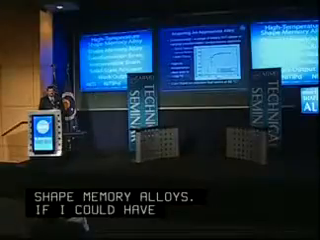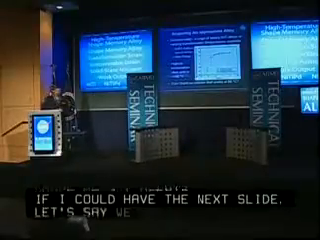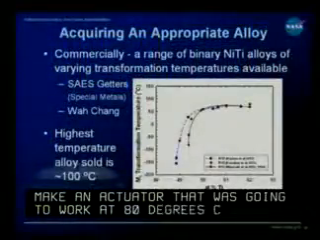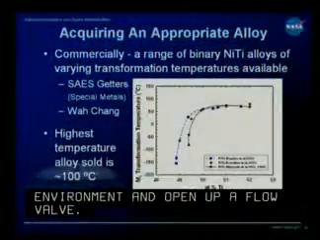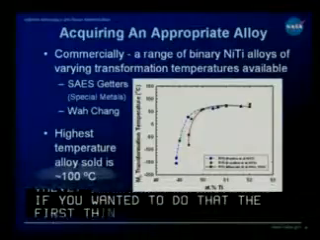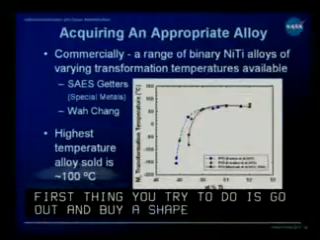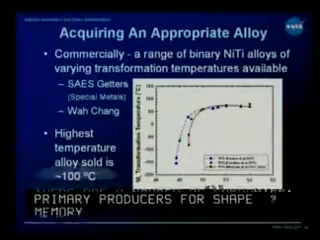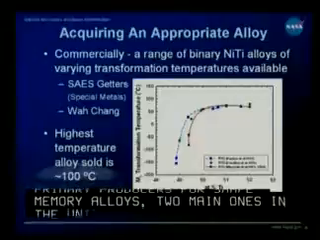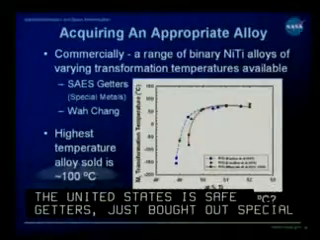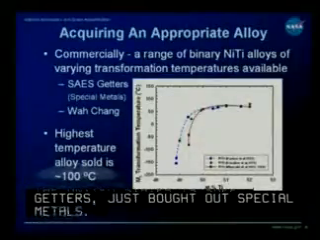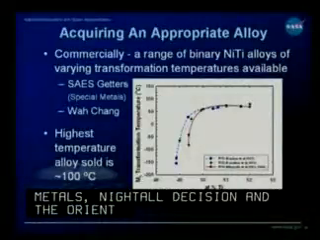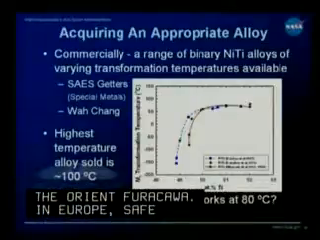Let's say we wanted to make an actuator that was going to work at 80 degrees C in some environment and open up a flow valve. If we wanted to do that, the first thing you'd try to do is go out and buy a shape memory alloy. Now, there are a number of companies or primary producers for shape memory alloys. The two main ones in the United States are SAES Getters, which just bought out Special Metals' Nitinol division, and Huacheng in Japan. In the Orient, there's Furukawa, and again in Europe, there's SAES Getters.